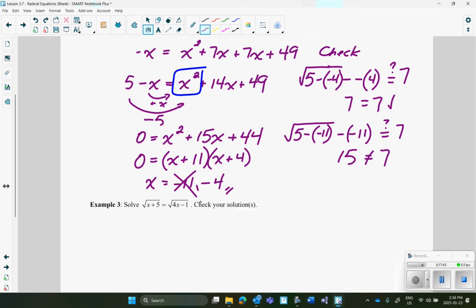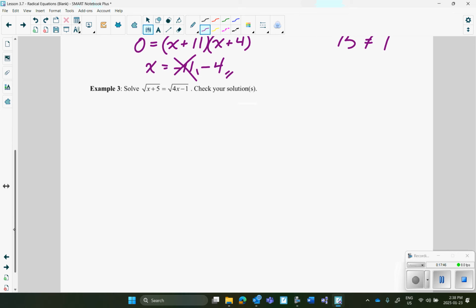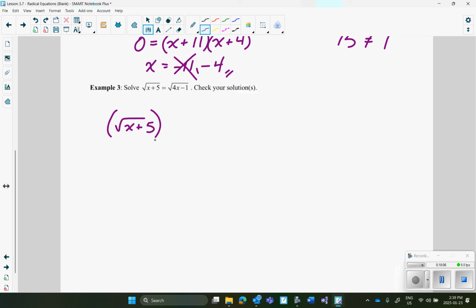Next one, interesting. What would you do here? What do you think you'd do here? Each side has a square root on it and nothing else. If we square both sides, both of them will disappear. So just square both sides. Don't shake your head, just square both sides. You know you can do this.